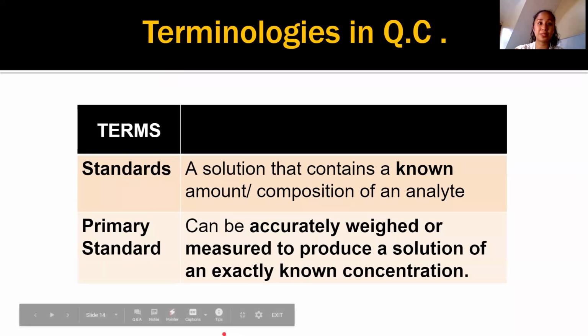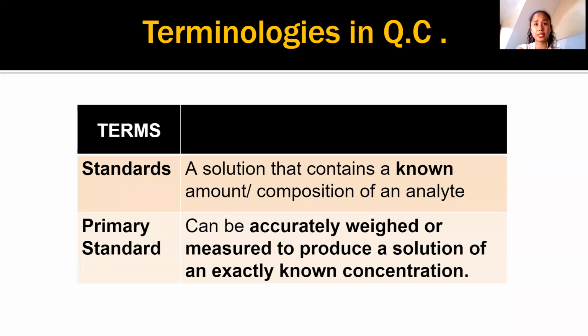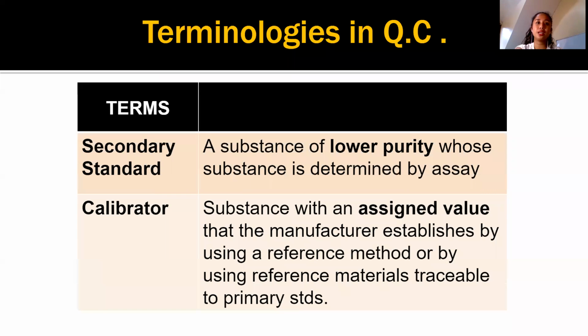We also have the term standards. We will encounter this. A standard is a solution that contains a known amount or composition. Every time that we test, we use a standard. Our primary standard is usually, if I'm right, class, 99.98% pure, and can be accurately weighed or measured to produce a solution of an exactly known concentration. Then we have secondary standards and calibrators.